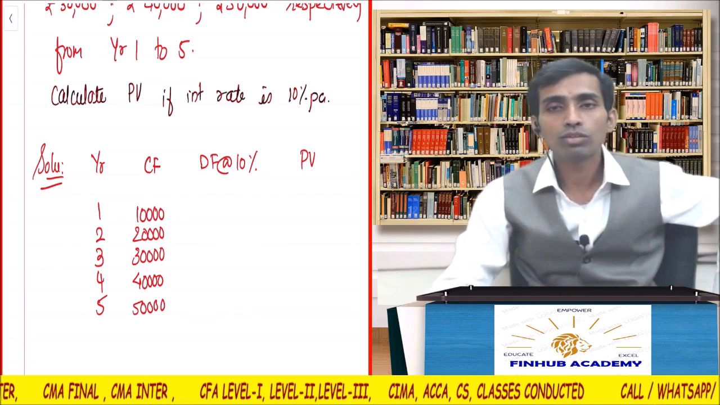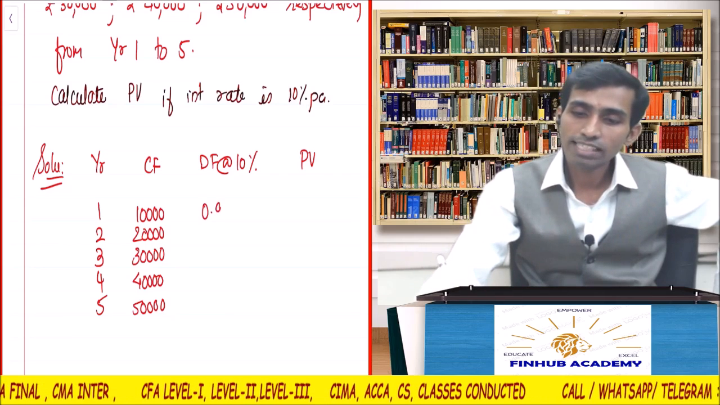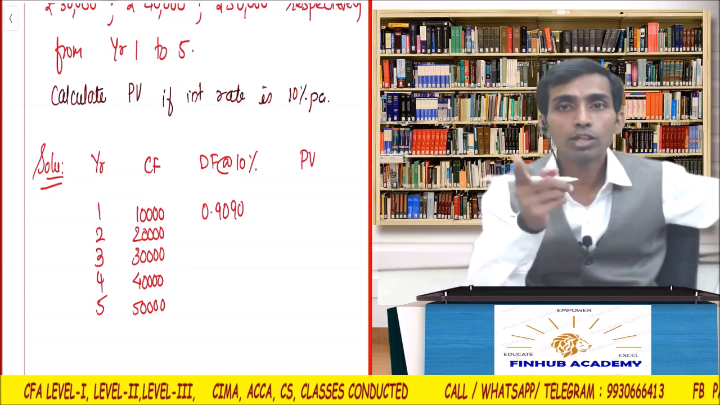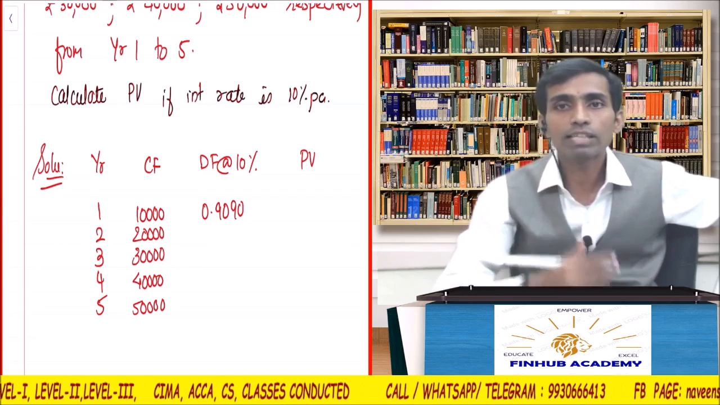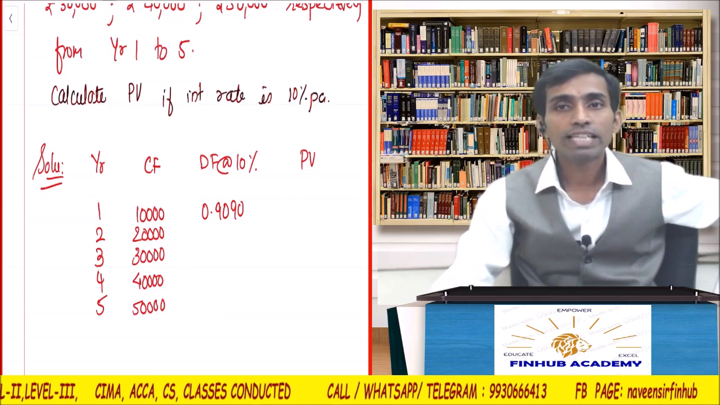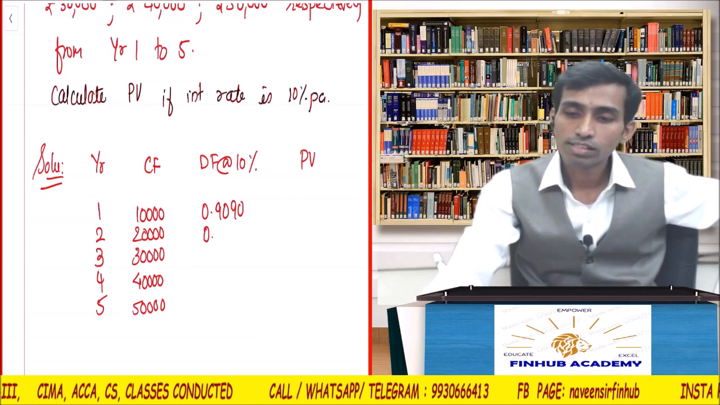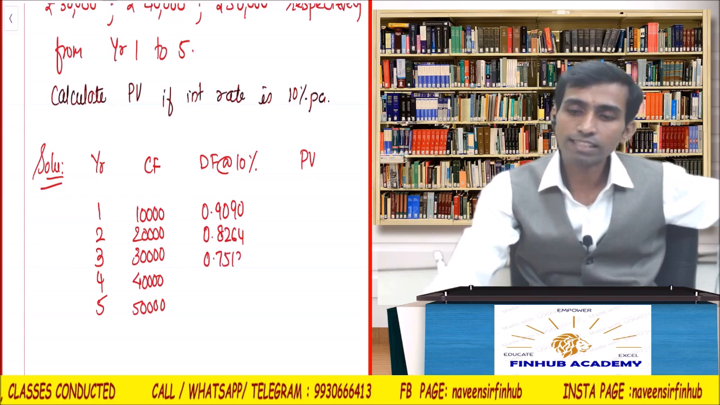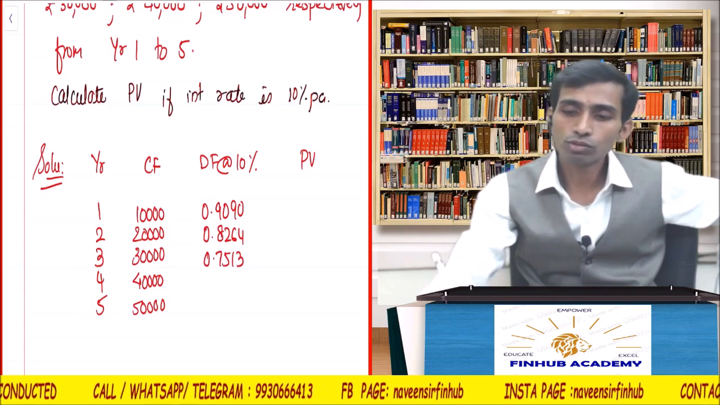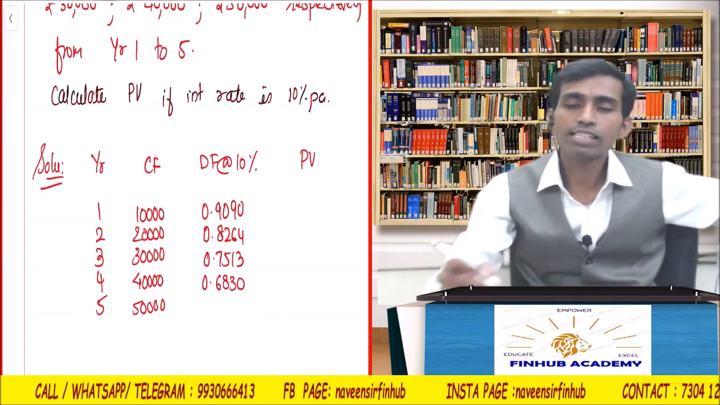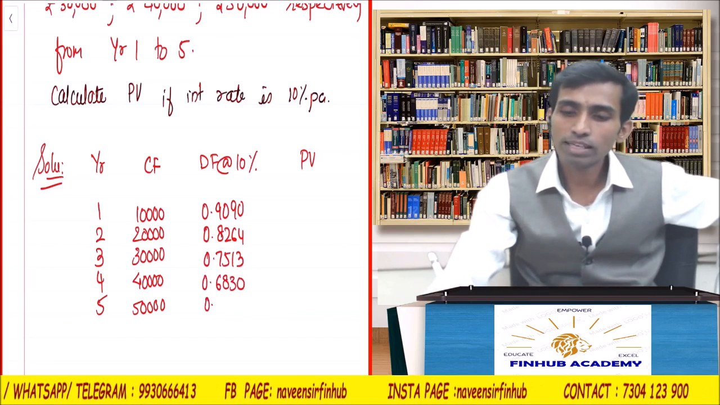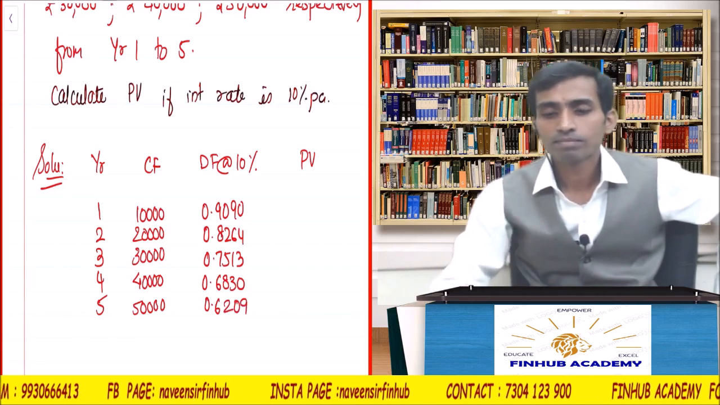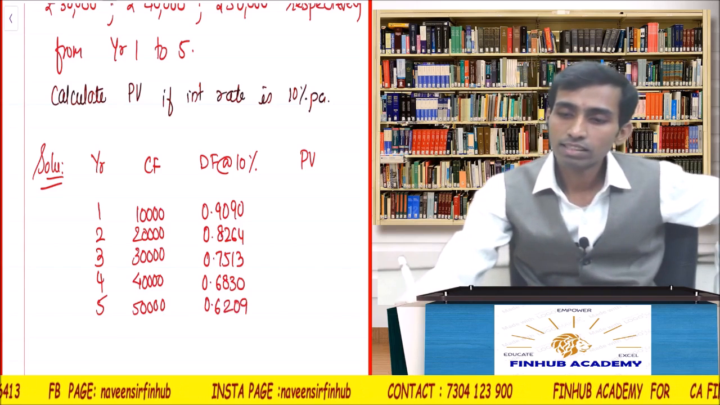1.1 divide equals to. How will you get the discounting factor? 1.1 divide equals to 0.9090. Why 1.1? Because 10% was the interest rate. Why divide? We are calculating present value. Equals to, you will get this factor. Again equals to 0.8264. Again equals to 0.7513. Check. Again equals to 0.6830. Again equals to 0.6209. Understood?